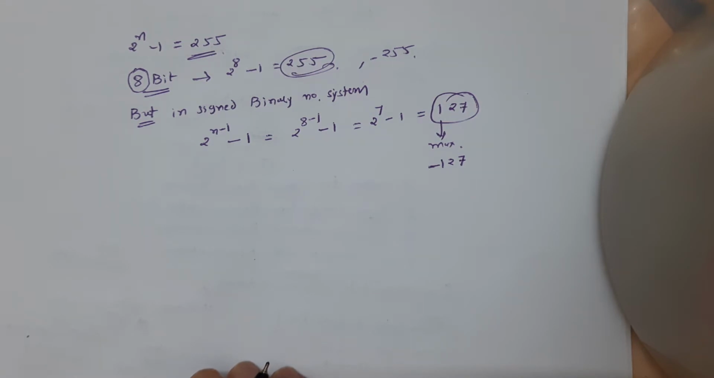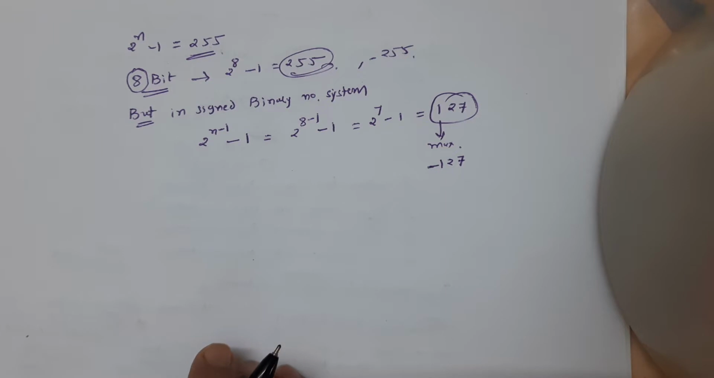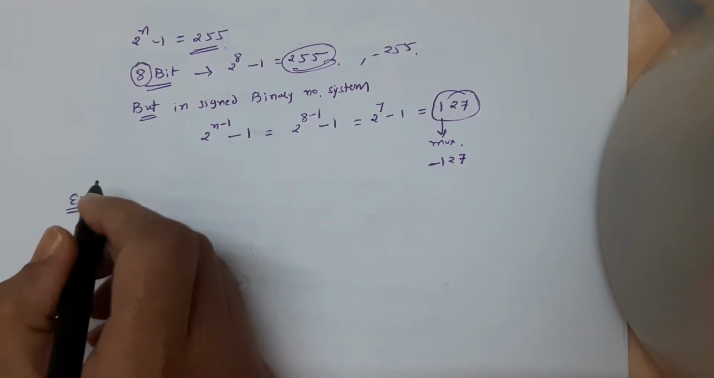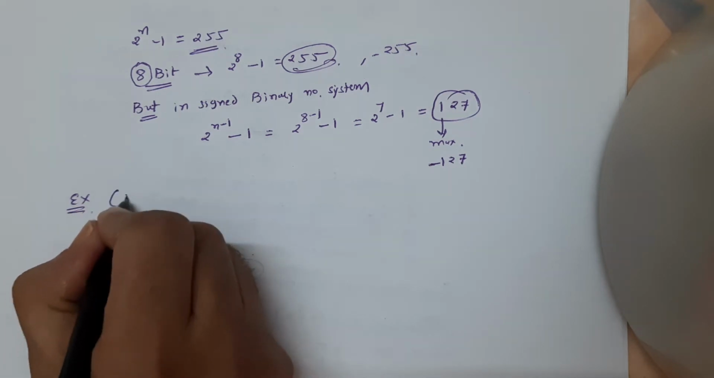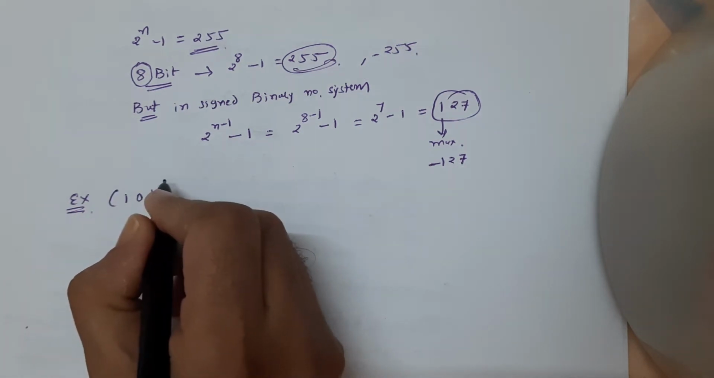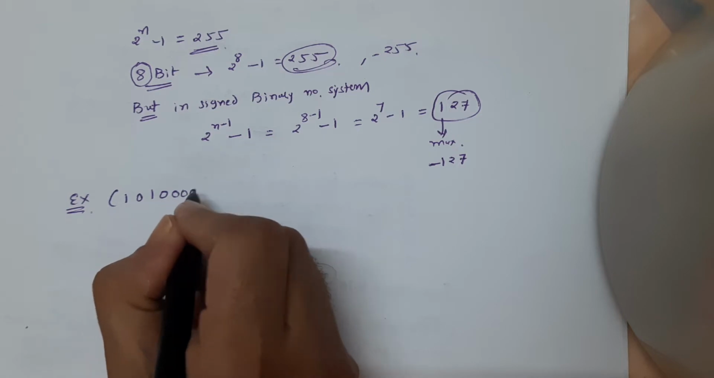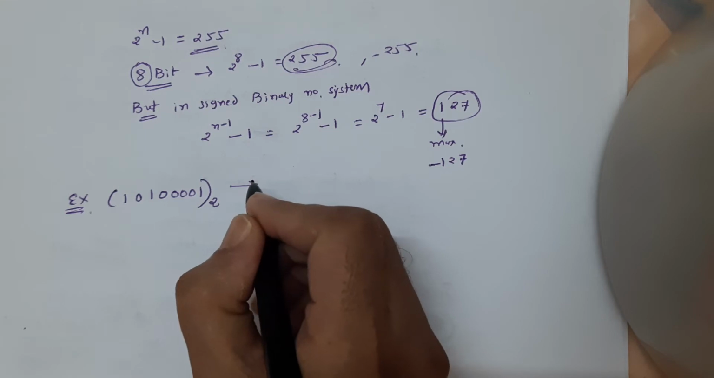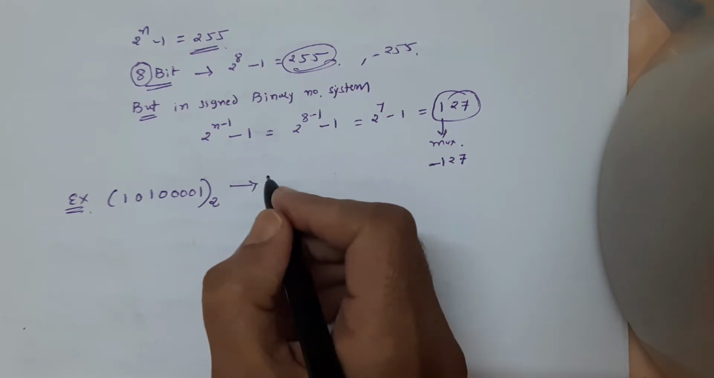Now we just see the example, so we get more idea about this. Find the decimal equivalent of the following binary number. So our example is, this is our binary number 10100001. We want to convert this binary number into the form of decimal.